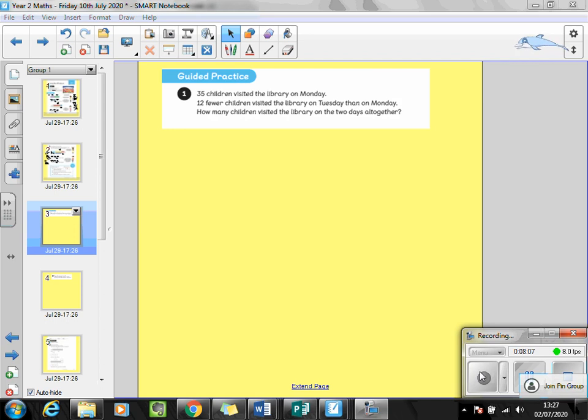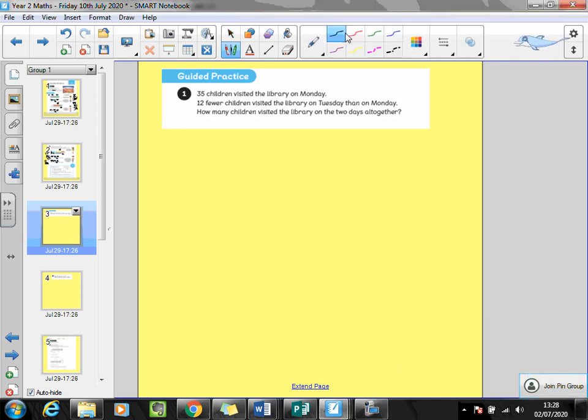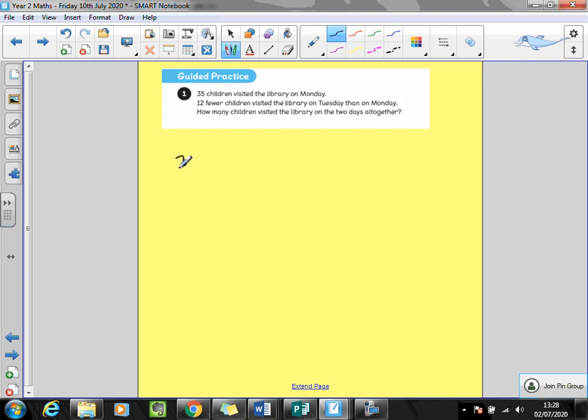Okay, now the first part of this question is trying to find out how many children visited the library on Tuesday compared to Monday. Now we know that 35 children visited on Monday, and we know that 12 fewer children visited the library on Tuesday. So we're going to subtract 12 from 35 to give us the total amount of children who visited on the Tuesday.